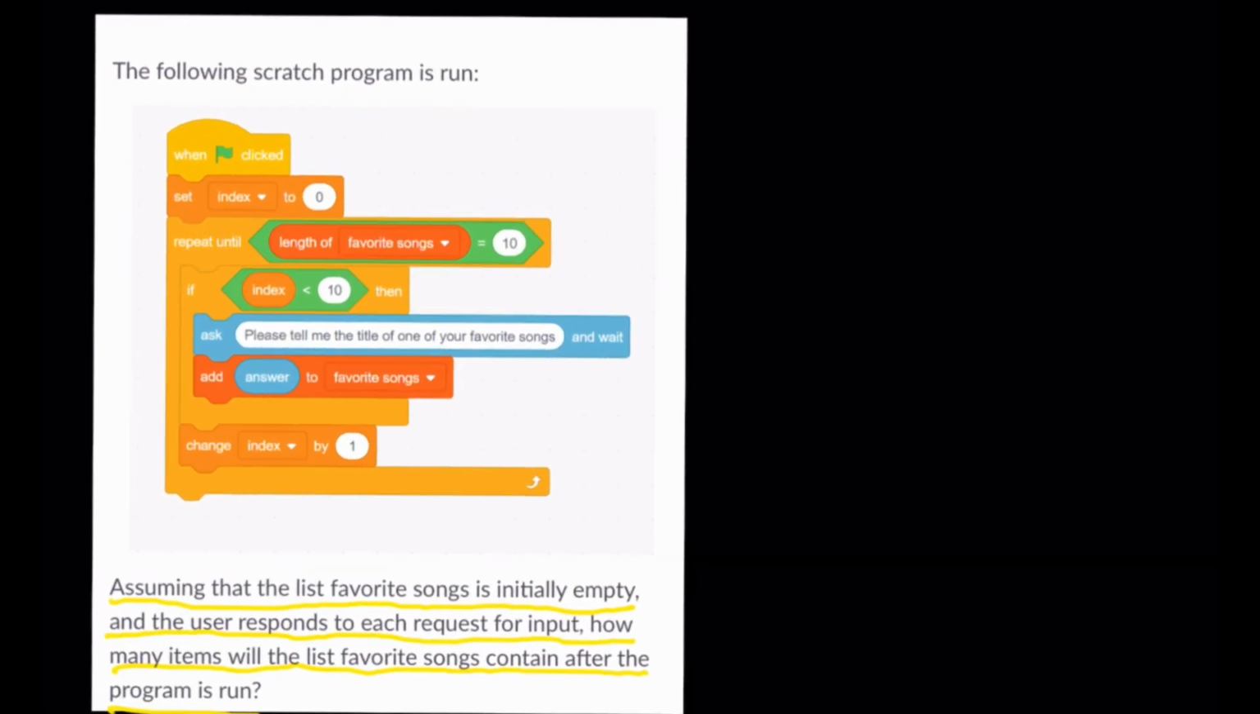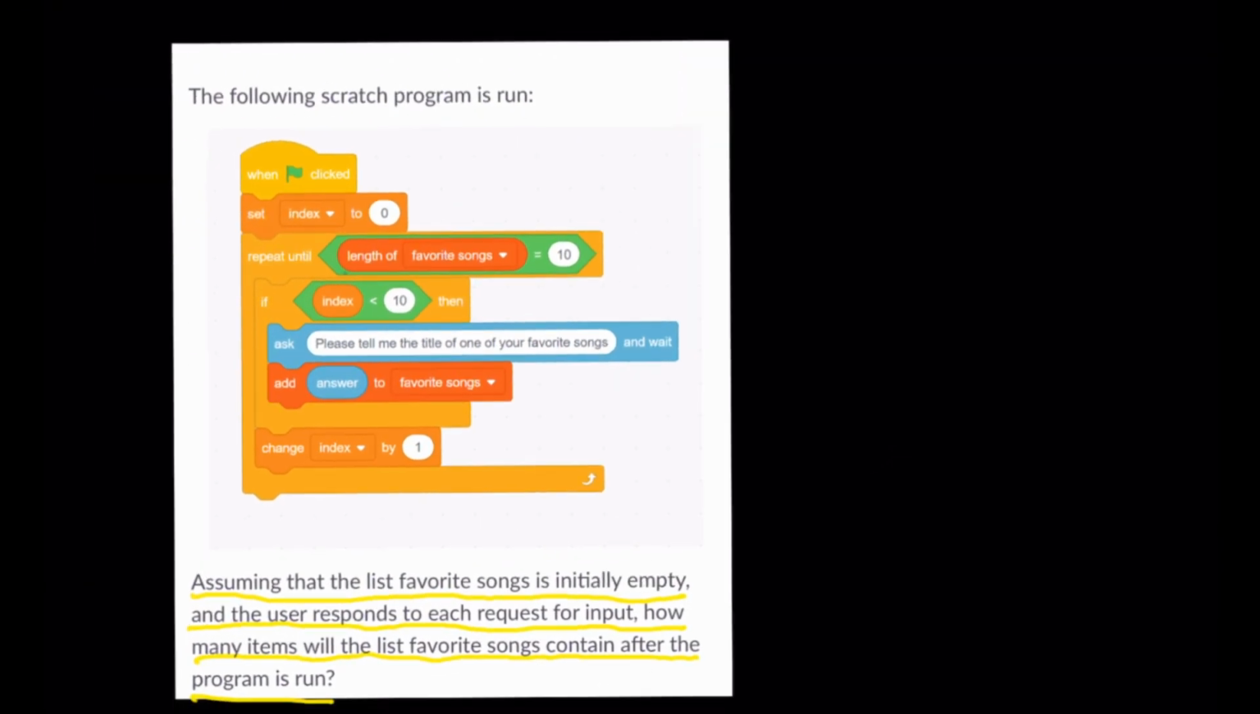So let's see, set index to 0. So we see right here that it will repeat until the length of favorite songs equals 10. So that means this entire thing will keep running until it equals 10. And here it says it keeps adding answers. It adds one item to the favorite songs each time. So that means the answer would be 10 because it stops repeating once it reaches 10.